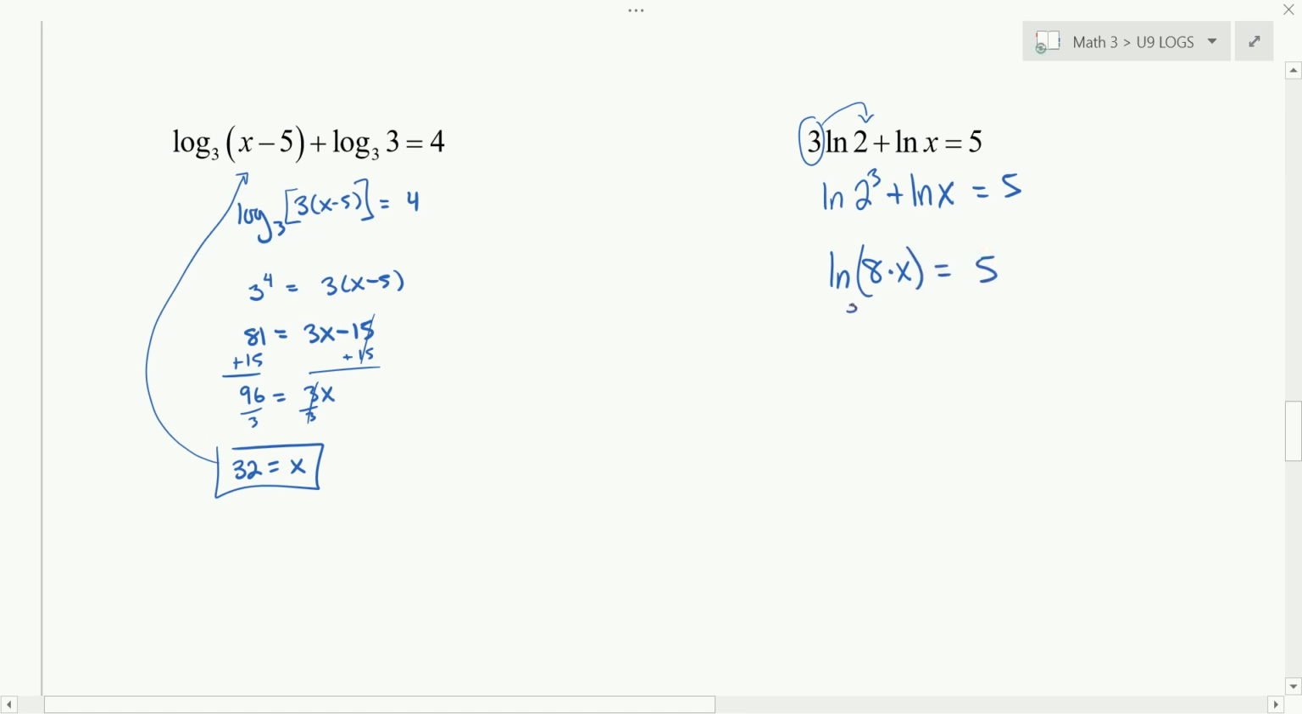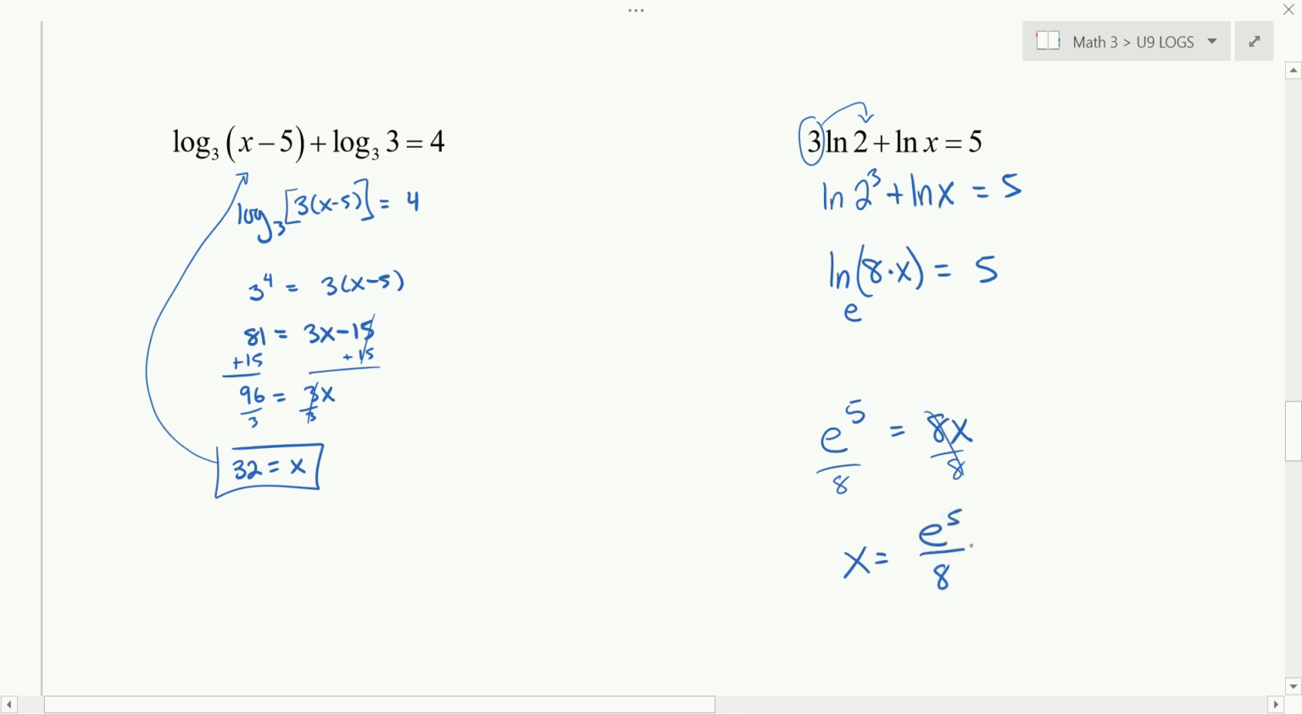If it's natural log, we're working with base e. So when we change it out of log form, we're going to take the base e to the power of 5. That's what your natural log is equal to, 8x. And so if we're solving this, we divide both sides by 8. And so we get x is e to the 5th over 8.